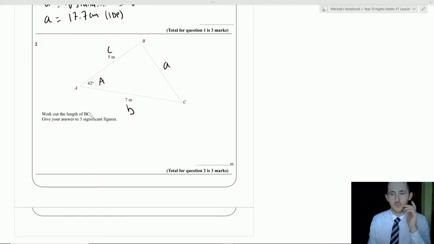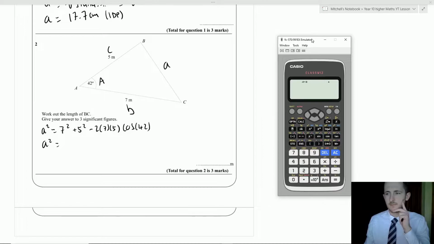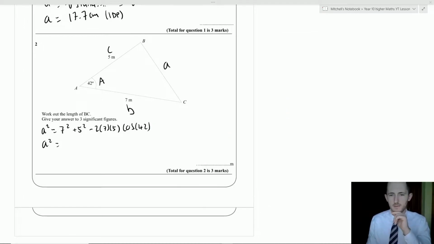So we're 100% cool. So once again, we have a squared equals b squared, so I'm going to make that 7 squared, plus c squared, 5 squared, minus 2 times 7 times 5, because it's 2bc cos 42. Okay, and then I'm going to write a squared equals... So again, if you want, you can do this all in one. Actually, I'm going to show you how to do it all in one step, right?